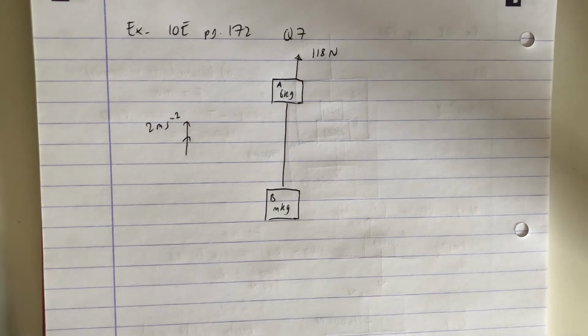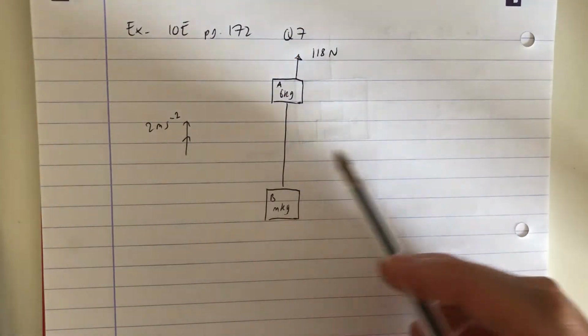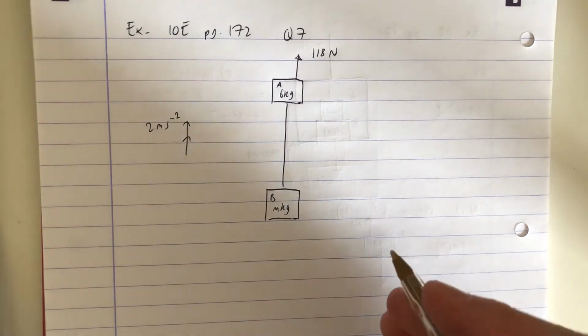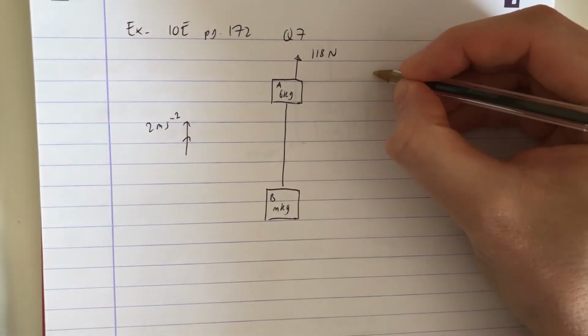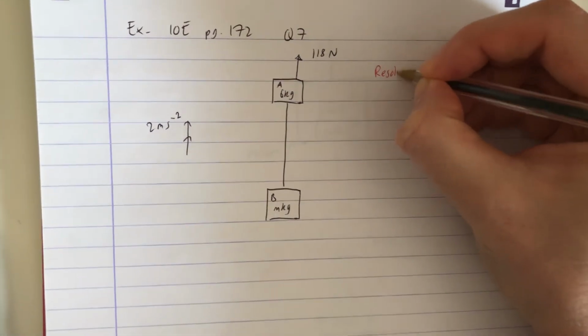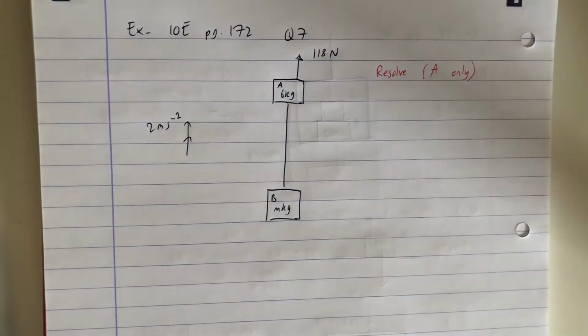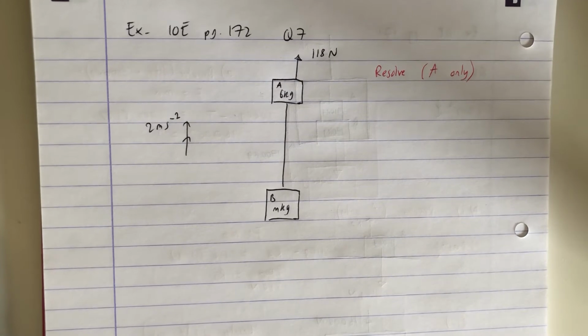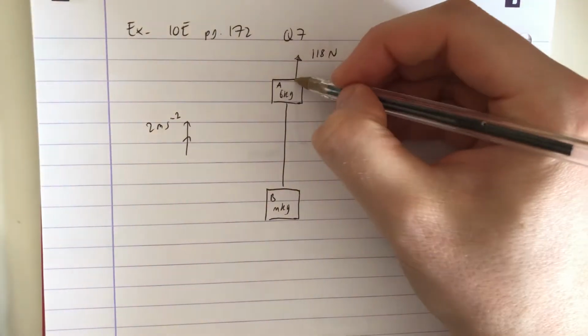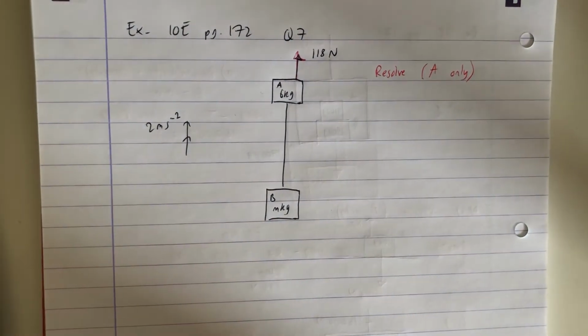And there's many ways to do this. I'm going to show you the way I would do it, which is treating these particles separately. So I'm going to resolve object A only. Just object A. What forces act on object A? Well, we've got that 118 newtons.